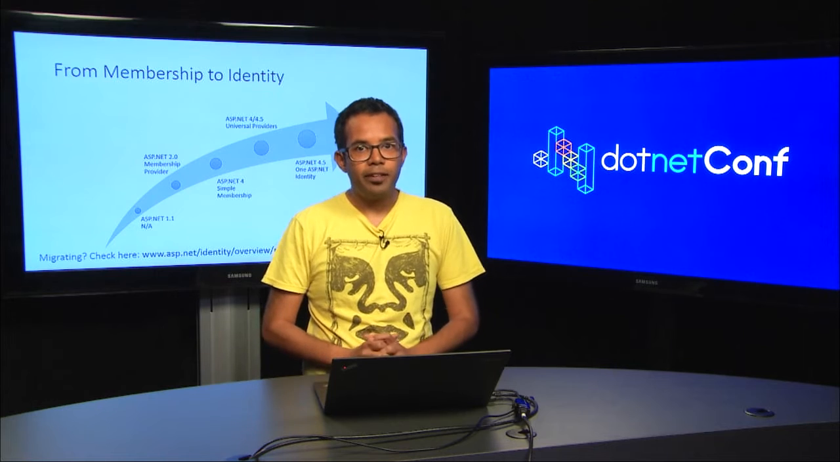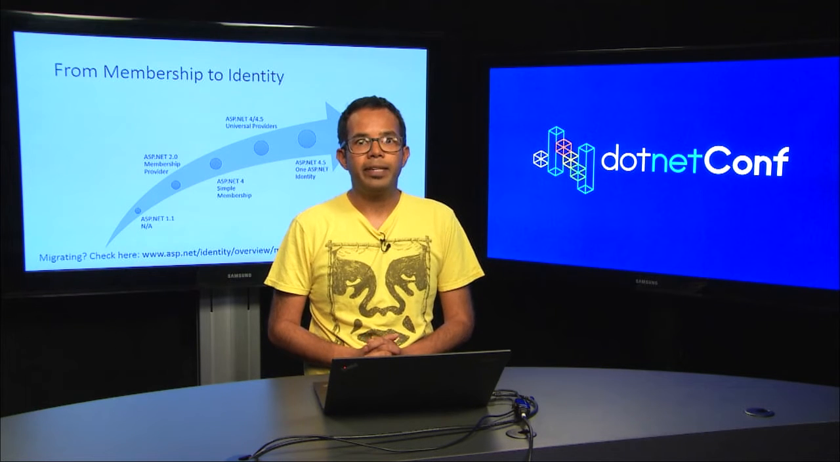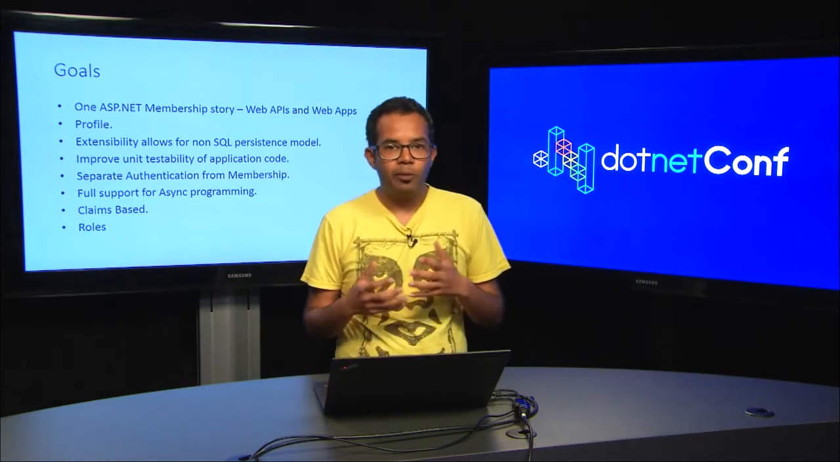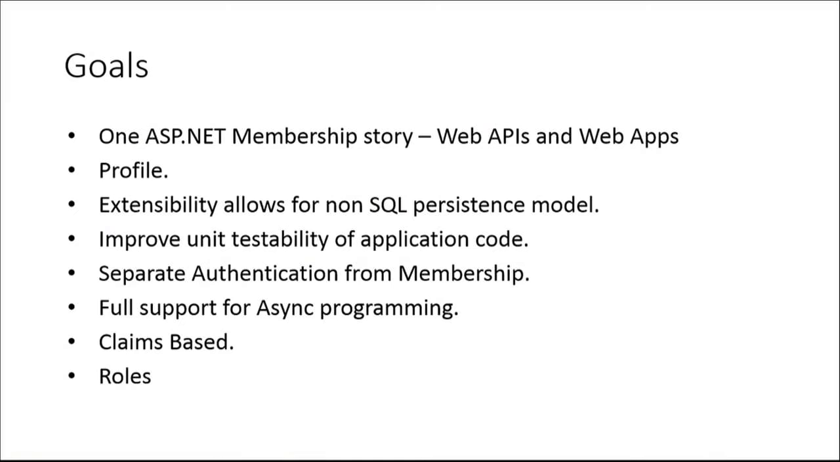In 4.5, we came up with ASP.NET Identity, which was shipped with VS 2013 RTM. And the goal behind ASP.NET Identity was to provide this one membership story. It doesn't matter what kind of apps you're building, whether you're building web apps or web APIs, MVC or web forms, you can use ASP.NET Identity as the membership system. It was easy to customize profile in this membership system. So you can add hometown, date of birth or an address very easily.